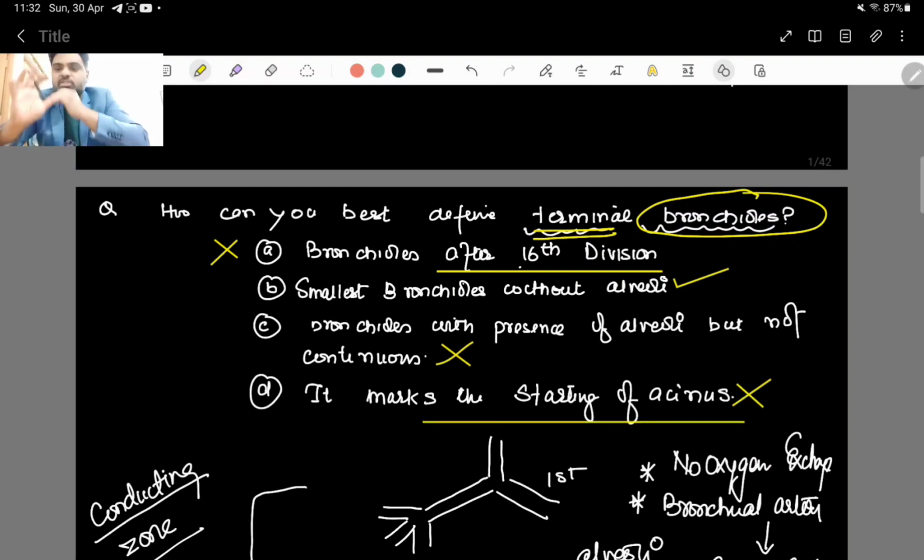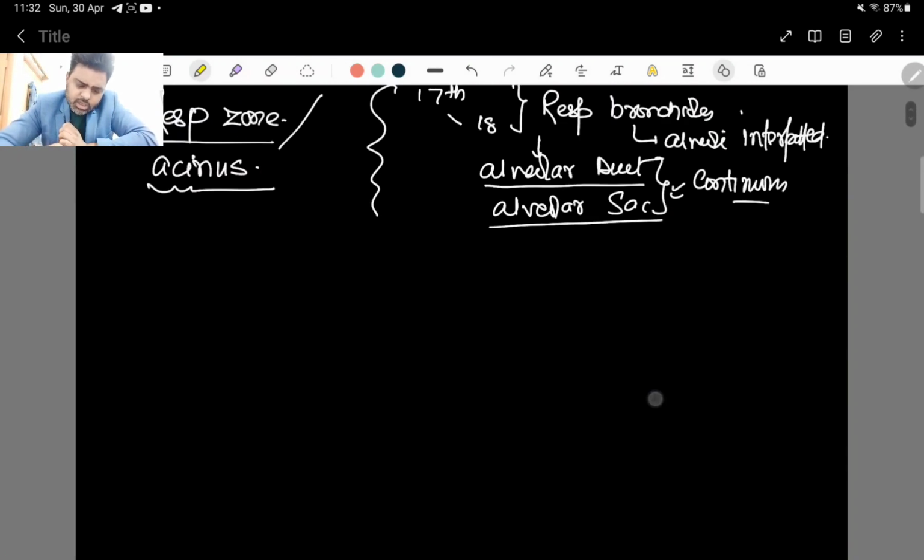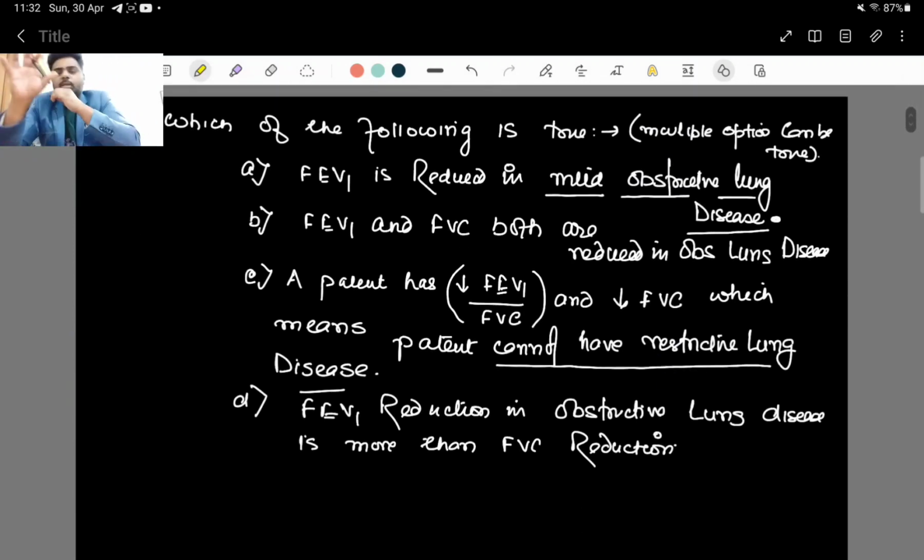So this was regarding some of the anatomical part. Now we will be coming to the PFT, or pulmonary function test.